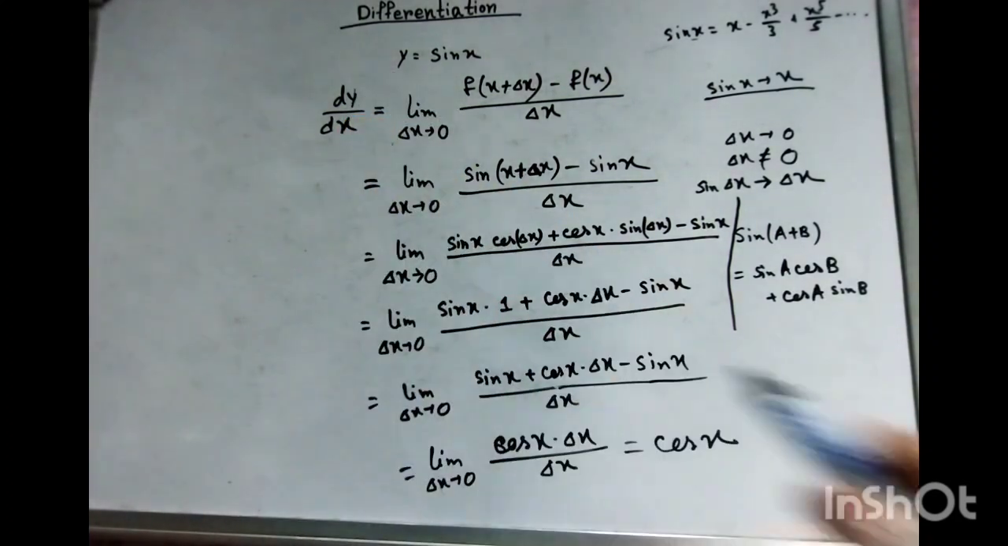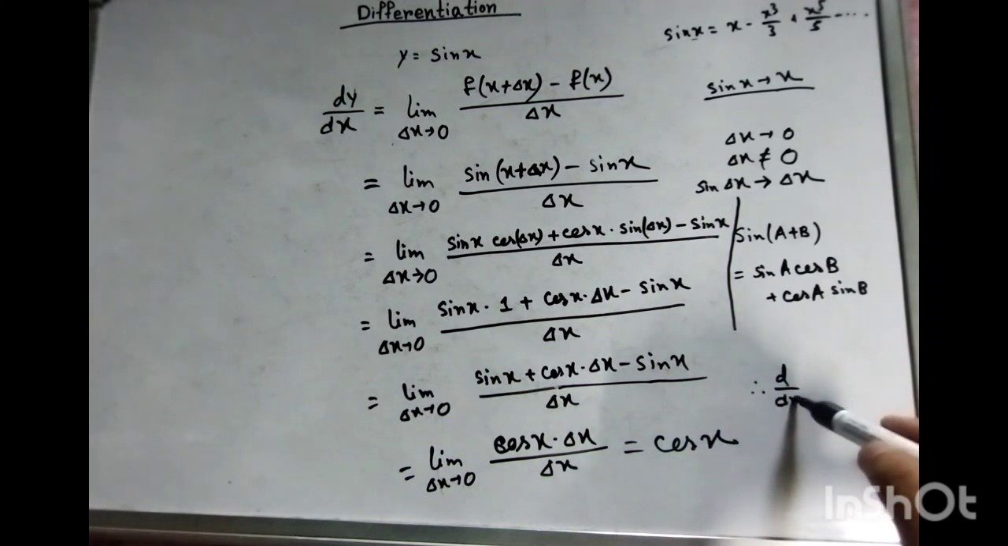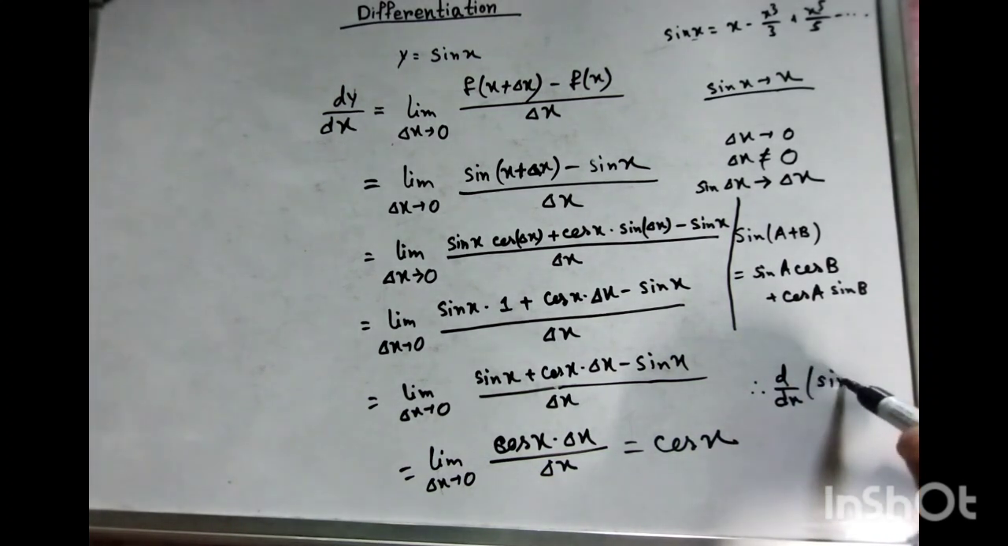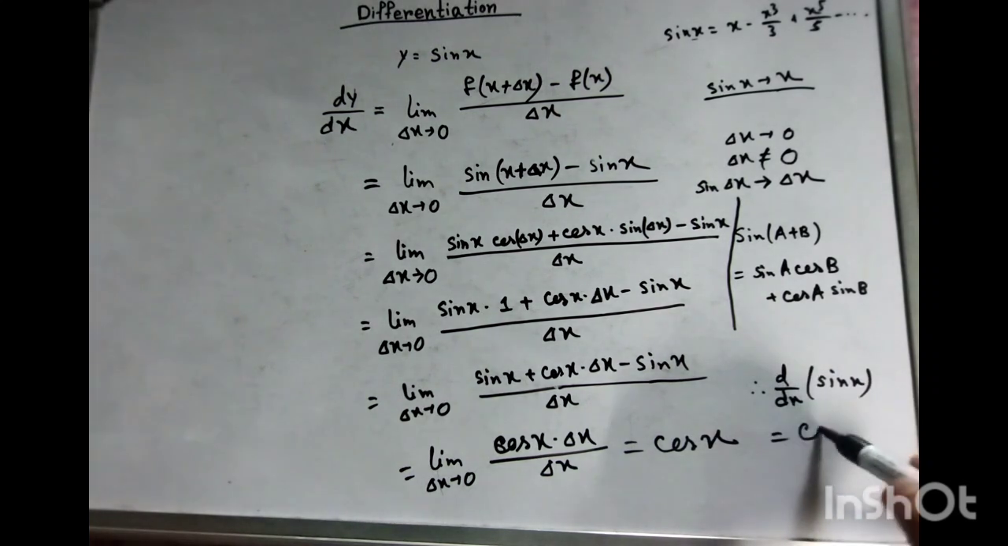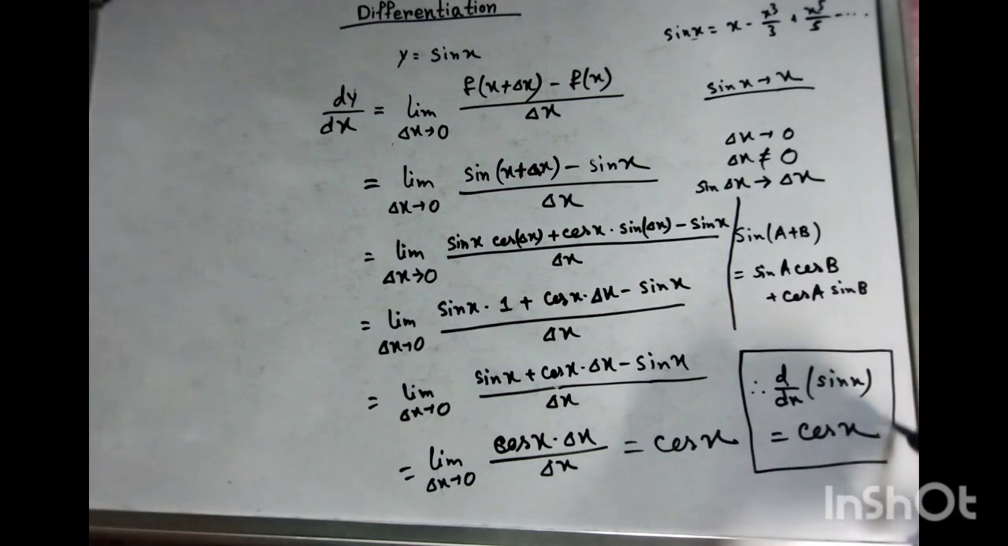So the derivative, what we get, d dx of sin x equal to cos x. This is our result.